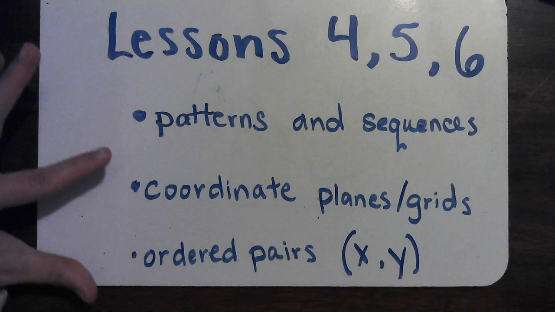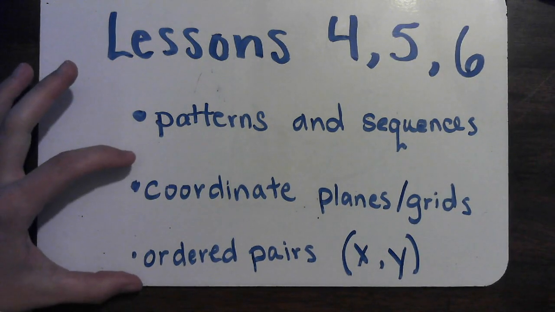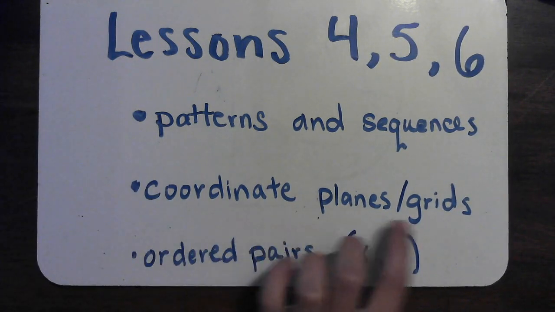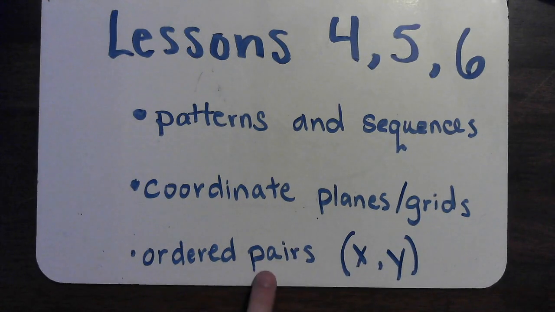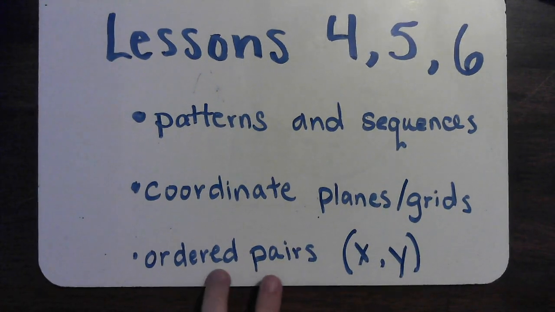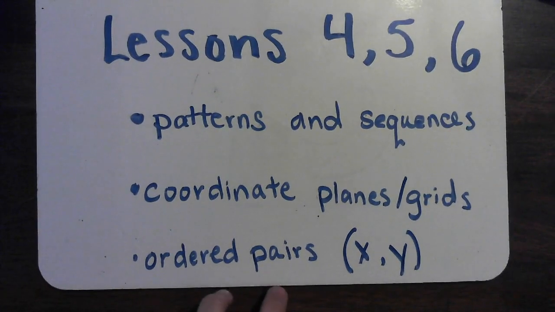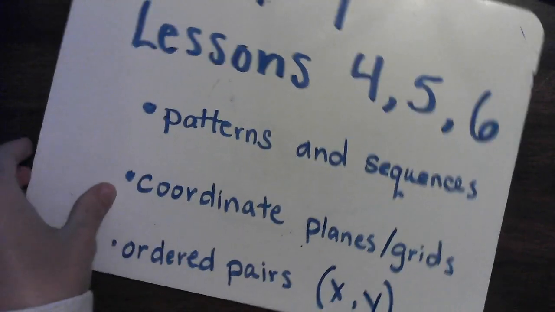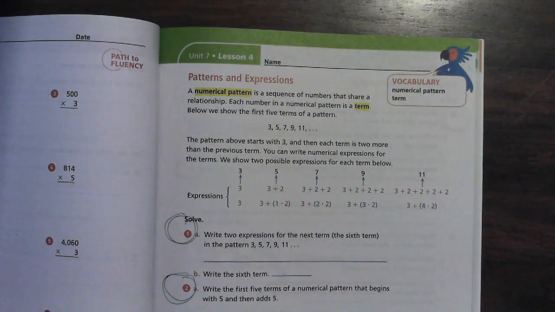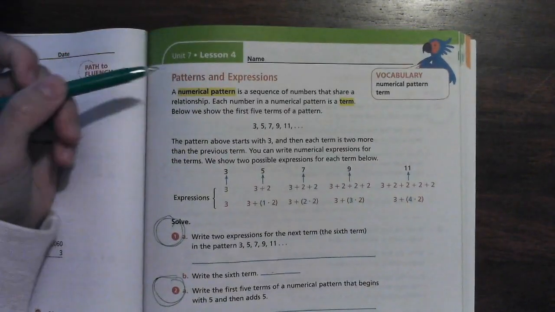And then the other thing that we're going to look at that lumps together are coordinate planes and grids, and then ordered pairs. Looking at these words, you might be like, I'm not quite sure what that is, but I think once you actually see it, it will look a little familiar to you. So first, we have in Lesson 4, patterns and expressions in numbers.